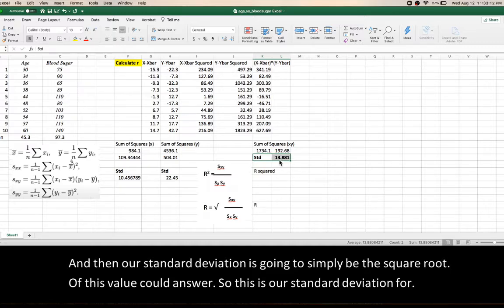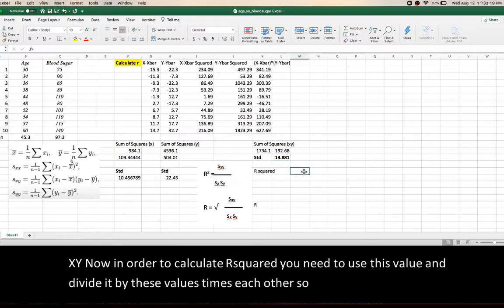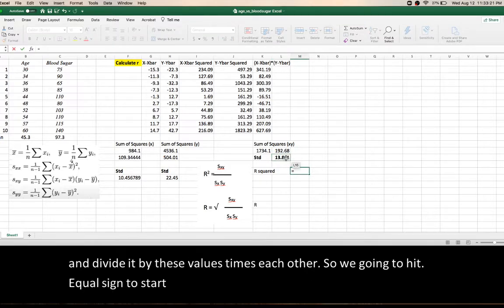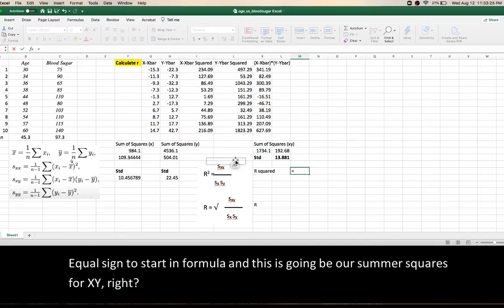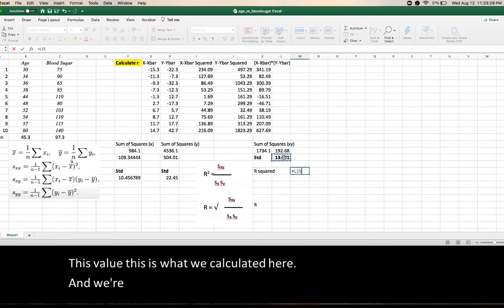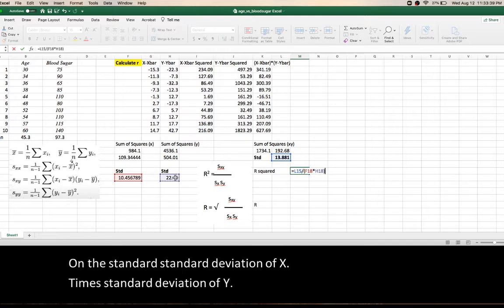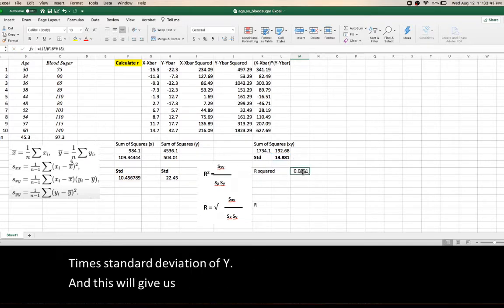Now, in order to calculate r squared, you need to use this value and divide it by these values times each other. So we're going to hit equal sign to start our formula, and this is going to be our sum of squares for x, y, right? This value, this is what we calculated here. And we're going to say this divided by the standard deviation of x times the standard deviation of y. And this will give us our r squared value, right?